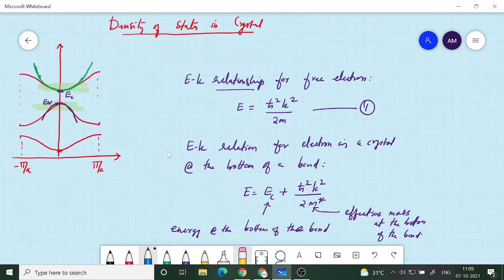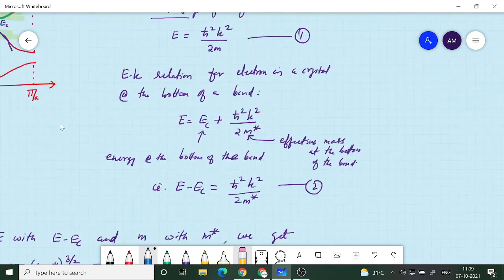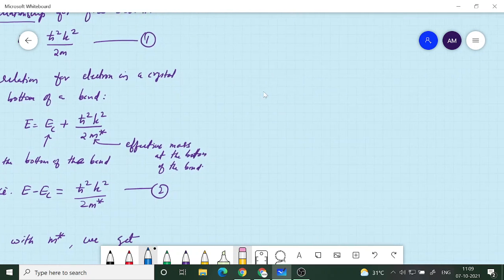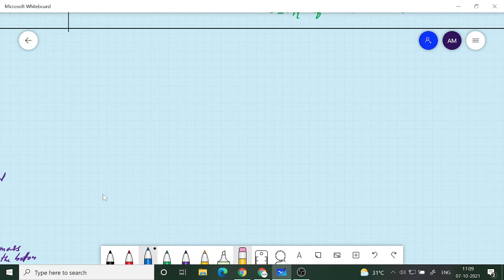Now let's look at what happens at the top of the band. So we are looking at a different region in the band structure. Okay, so now let's look at another case.